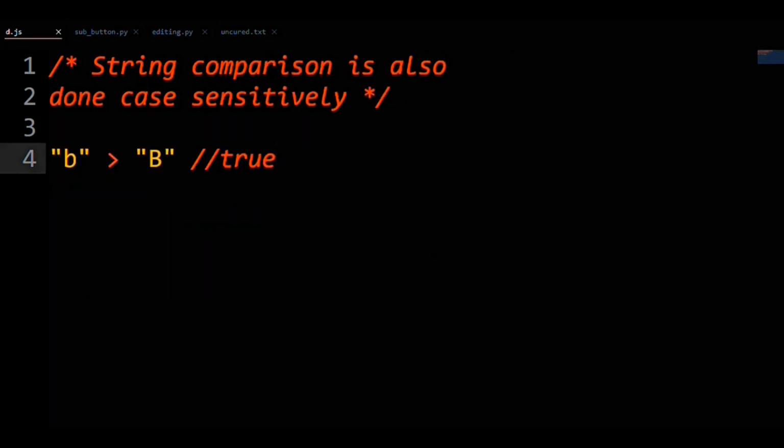String comparison is also done case sensitively. For example, lowercase b returns that it's greater than uppercase B, even though you and I both know that these are the same b. So like the last one, if you want to compare them without case sensitivity, you can convert them to lowercase or uppercase.